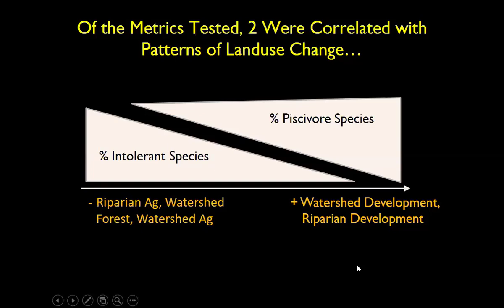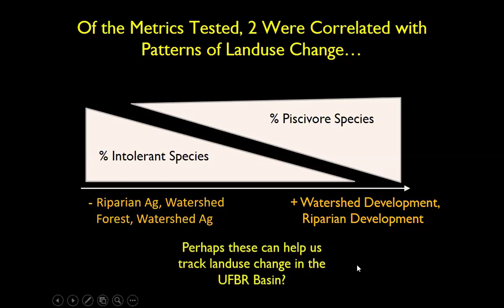I'm not exactly sure, but the main thing I have to say is that it's easy to show these differences across watersheds, but what we'd really like to know is, in real time, how are things changing and do we need to manage it? So I think percent intolerant species might help us do this. Maybe this can help us track change in the Upper French Broad River Basin. The percent piscivores, to be frank, we had so few piscivores that I'm not quite sure this is super reliable, but the percent of intolerant species in our samples does seem to be negatively responding to agriculture development.